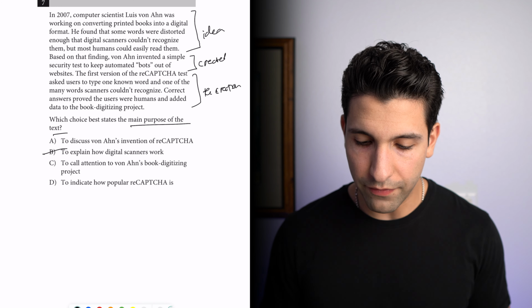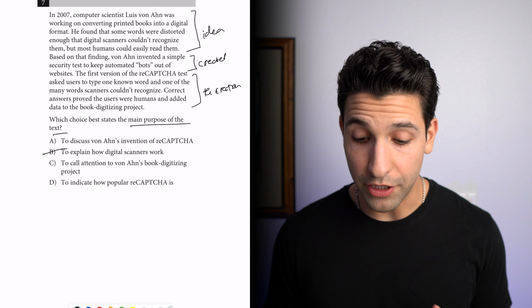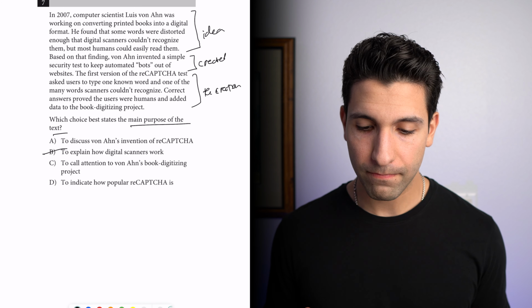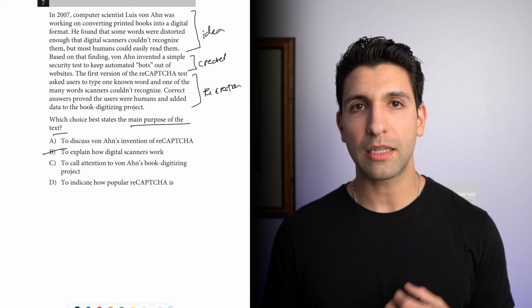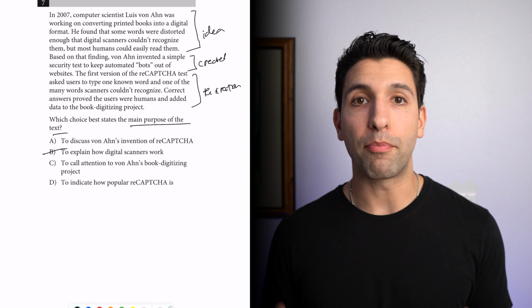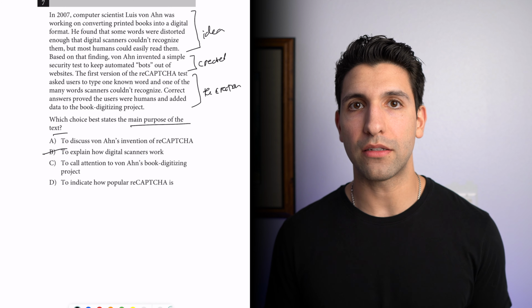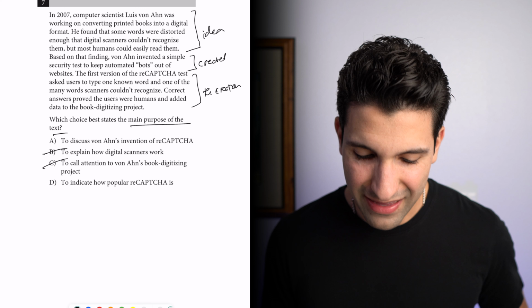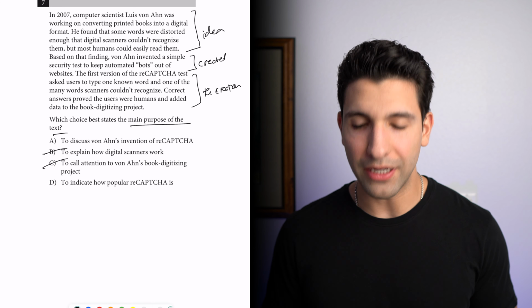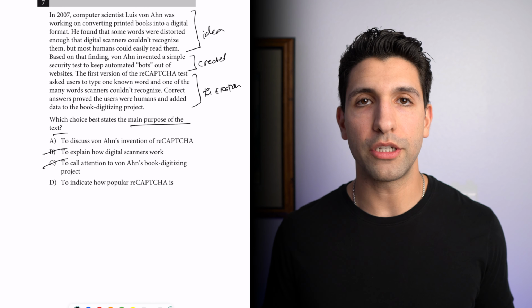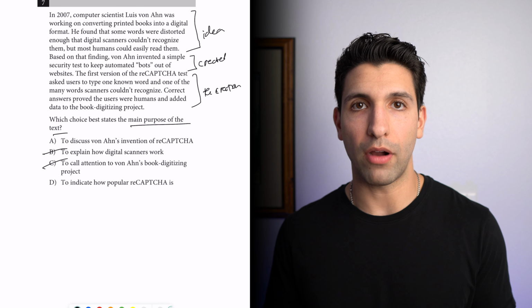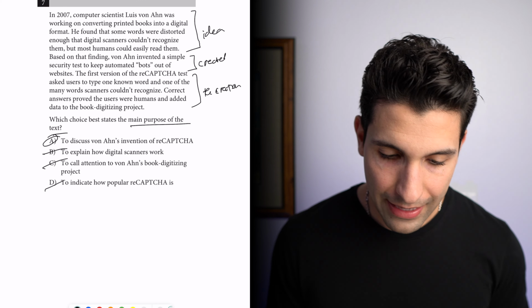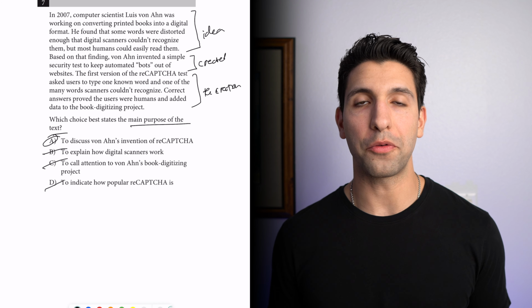C, to call attention to Von Ann's book digitizing project. So yes, it is calling attention to it, but is that the main idea? Not necessarily. It talks about more than just the book digitizing project itself. It's talking about the solution he created to a problem and how that solution works. And then D, to indicate how popular reCAPTCHA is. It's talking about more than just the popularization of his project, right? It's telling a more complete story around it. So for that reason, it's out. And A is our correct answer for this question.